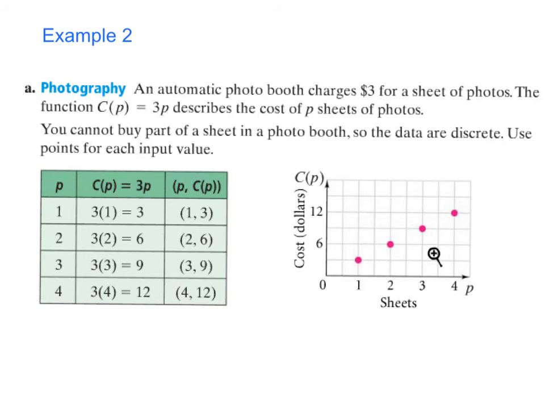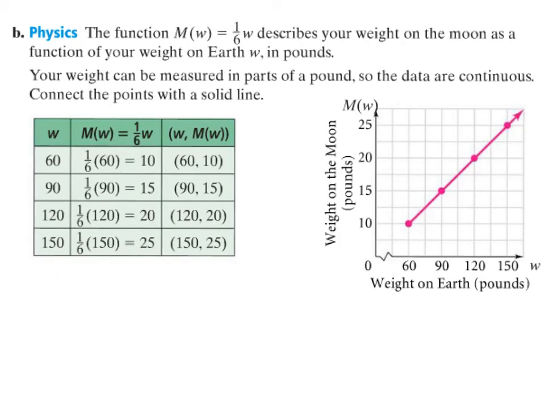Points are. Now, if we're looking at part B for physics, the function M of W equals 1/6 W describes your weight on the moon as a function of your weight on the earth. So your W, which is the weight on earth, we divide that by 6. So we take 1/6 of the weight to give you the weight on the moon. If you're 60 pounds on earth, 60 divided by 6 is 10 pounds on the moon. 90 pounds on earth, 15 pounds on the moon, and so on. If we graph them, you can see we have all these data points.